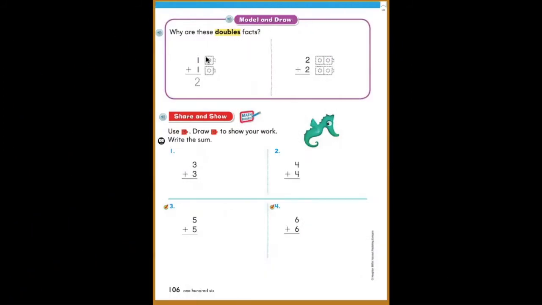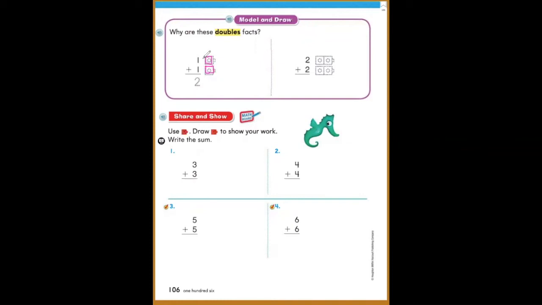Let's turn to page 106. At the top, it says model and draw. The question in the purple box says, why are these doubles facts? Let's take a look at our first addition sentence, and we're going to answer that question about why this is a doubles fact. Our addition sentence says 1 plus 1 equals 2, and we also notice 1 cube for each addend. Let's go ahead and trace each cube to show 1 plus 1. 1 plus 1 equals 2.